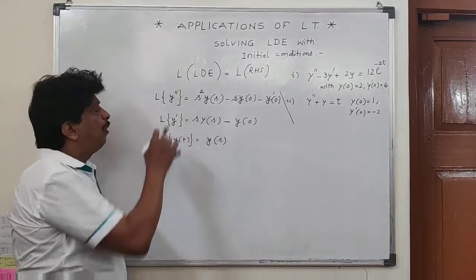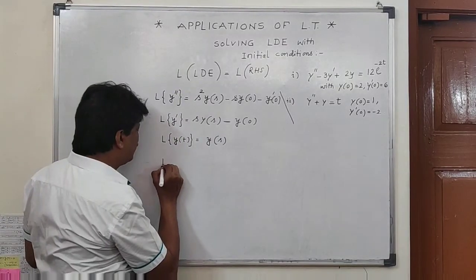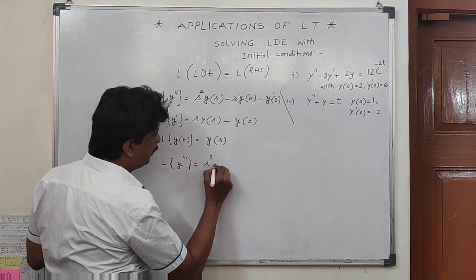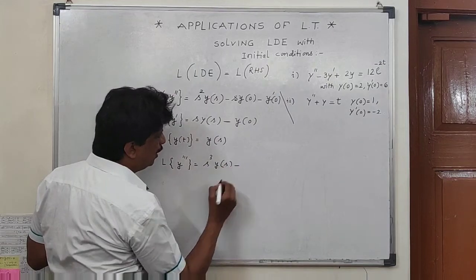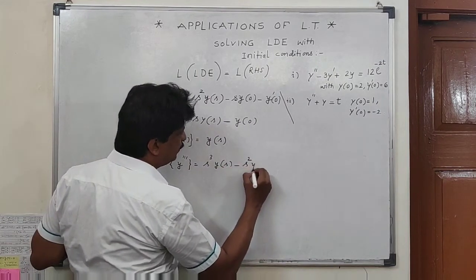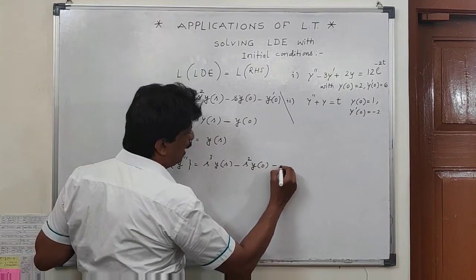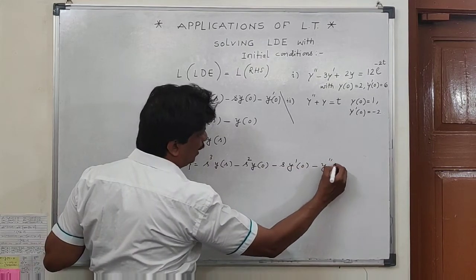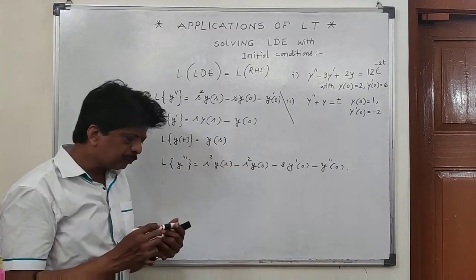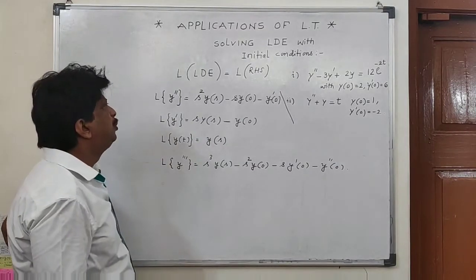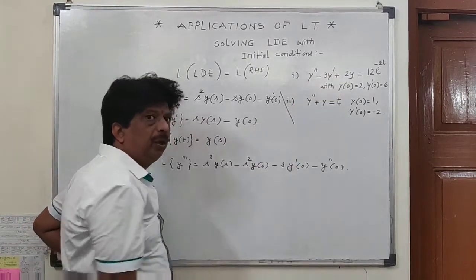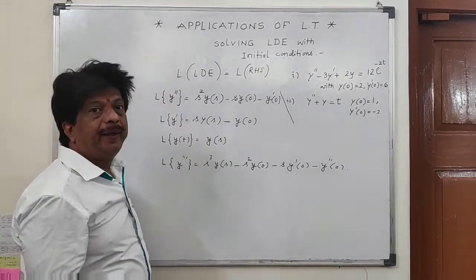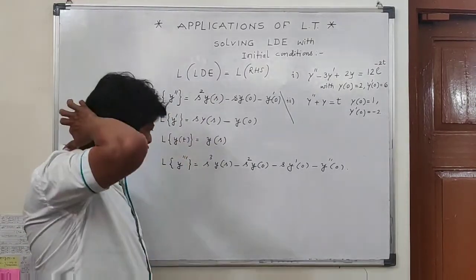We may reproduce the formula for the third order derivative. Laplace transform of y triple dash is equal to s cube y of s minus s square y of 0 minus s y prime of 0 minus y double prime of 0. So each derivative and its Laplace transform is to be calculated by these formulas.